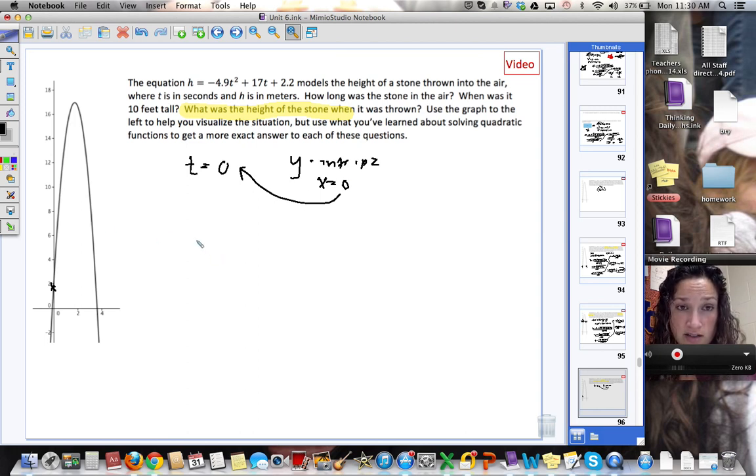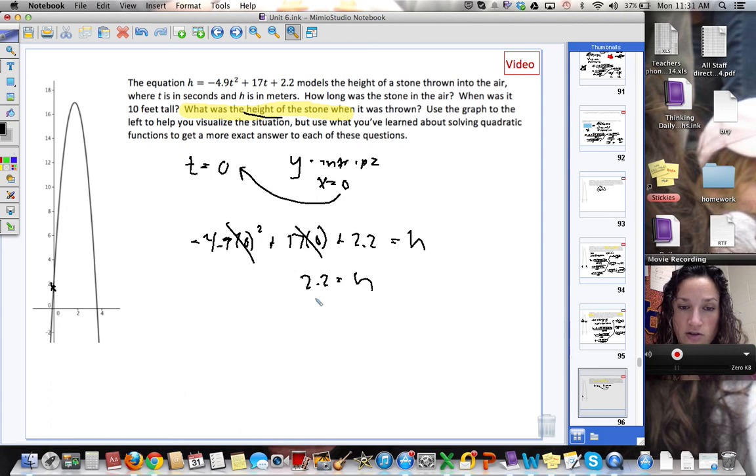So then I'm going to have this, negative 4.9 times 0 squared plus 17 times 0 plus 2.2 equals h. I'm now trying to find the height. I'm trying to find h. This is going to cancel, this is going to cancel. I'm going to add 2.2 equals h, so 2.2 meters.